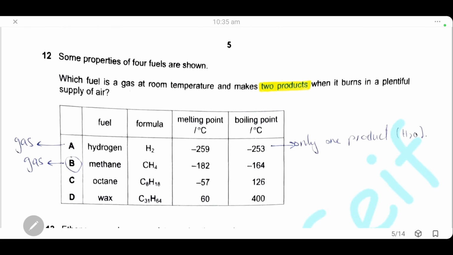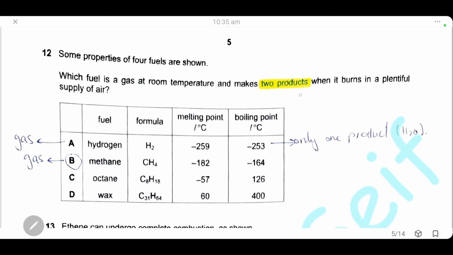Some of the properties of fuel are shown. Which fuel is a gas at room temperature and makes two products when it burns? Okay, so let's check which one is a gas at room temperature. We have hydrogen and methane are gases, but of course octane and wax are not gases. So when hydrogen burns, it gives only one product, which is water. Here we want a fuel that gives two products. So methane, when it burns, gives carbon dioxide and water, and it's a gas. So the answer is B.